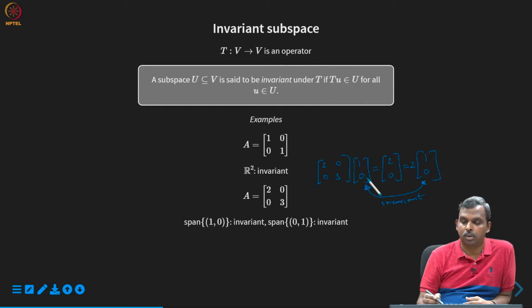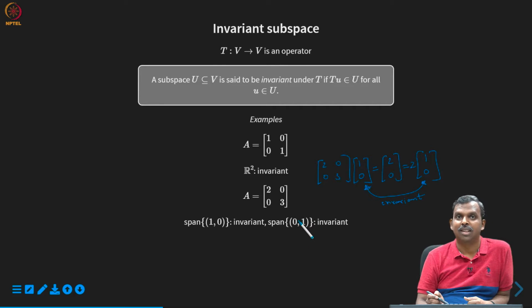Same thing with 0, 1. If you multiply by 0, 1, you're going to get 0, 3, which is 3 times 0, 1, so it becomes invariant. So we see that this is a diagonal matrix, very simple with lots of zeros, and it has lots of invariant subspaces. Obviously, one can notice that they are there.